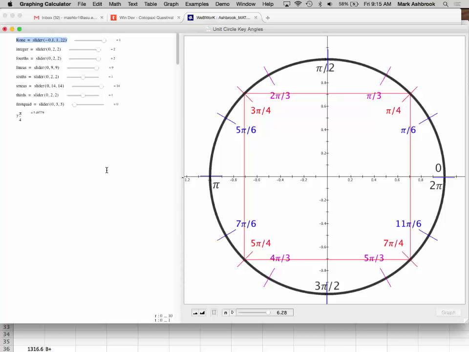So how many total angles are there starting at 0 all the way to 2 pi? How many total angles are there? 16? Nope. There's as many as you want, right? There's as many as you want.